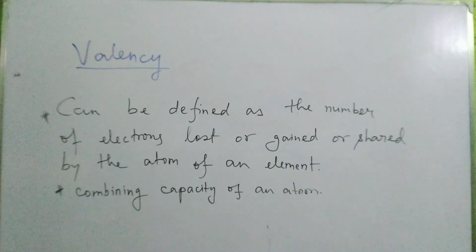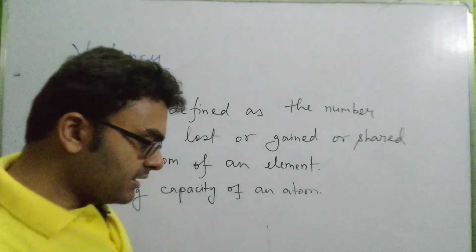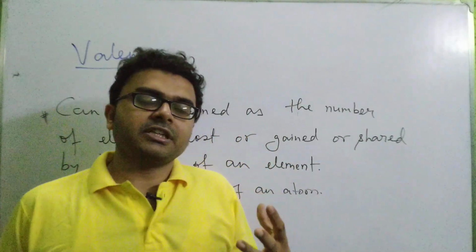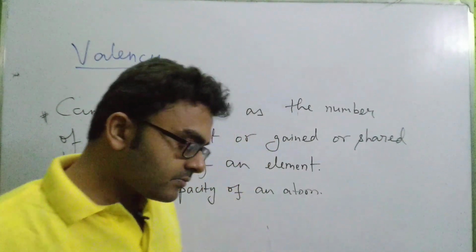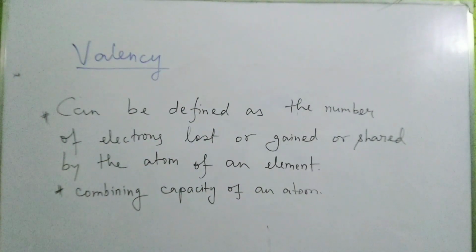Now when the atom gains one electron, what charge does it have? It has a negative charge. So when it gains two electrons, it has two negative charges. In that case we say the valency to be 2 minus.